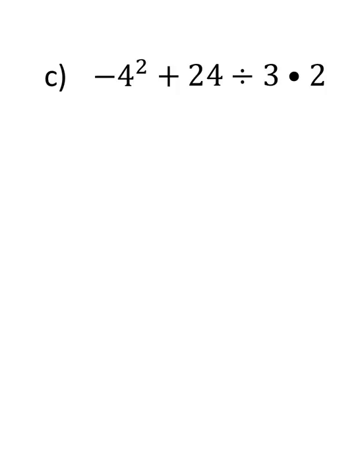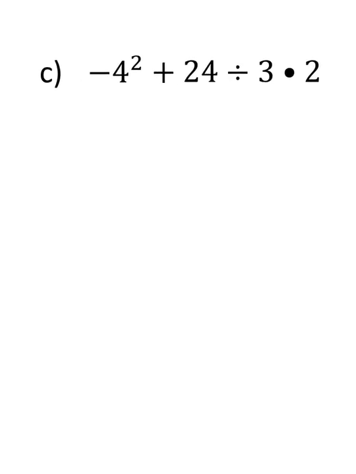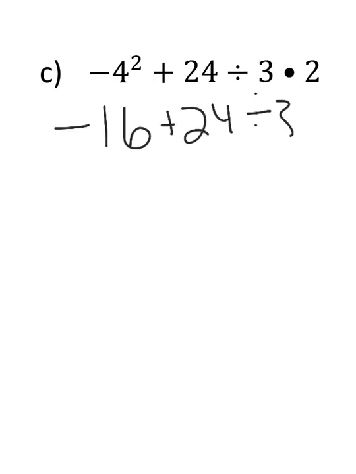Problem letter C. Negative 4 squared plus 24 divided by 3 times 2. There are no parentheses or grouping symbols, so I'm going to move right to exponents. This exponent is telling us 4 squared. So showing my work down the page, there's no parentheses here, so that negative still stays out front. 4 squared is 16, plus 24 divided by 3 times 2, again showing every step down the page.